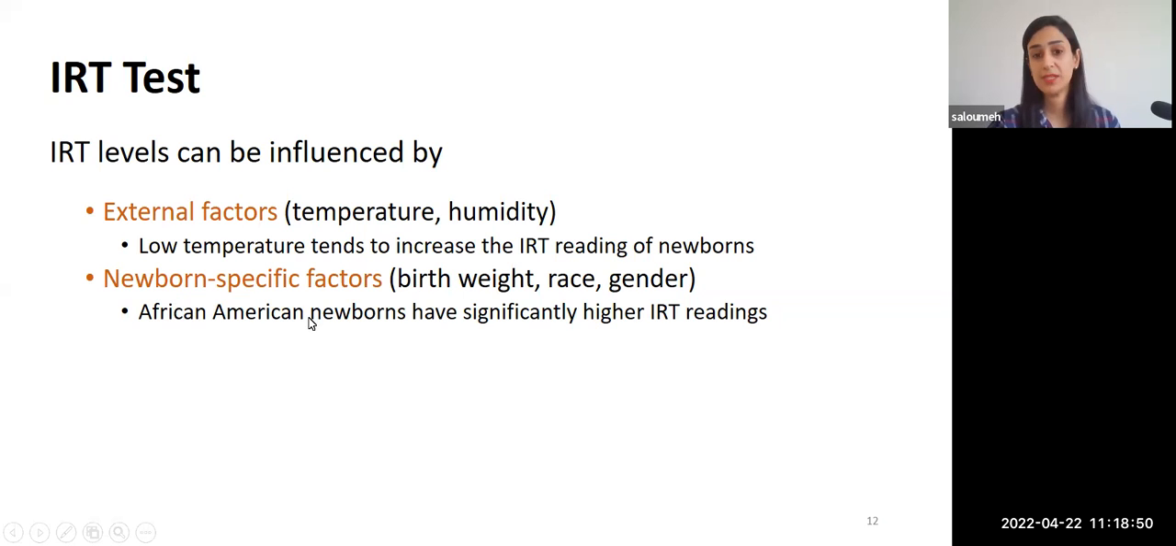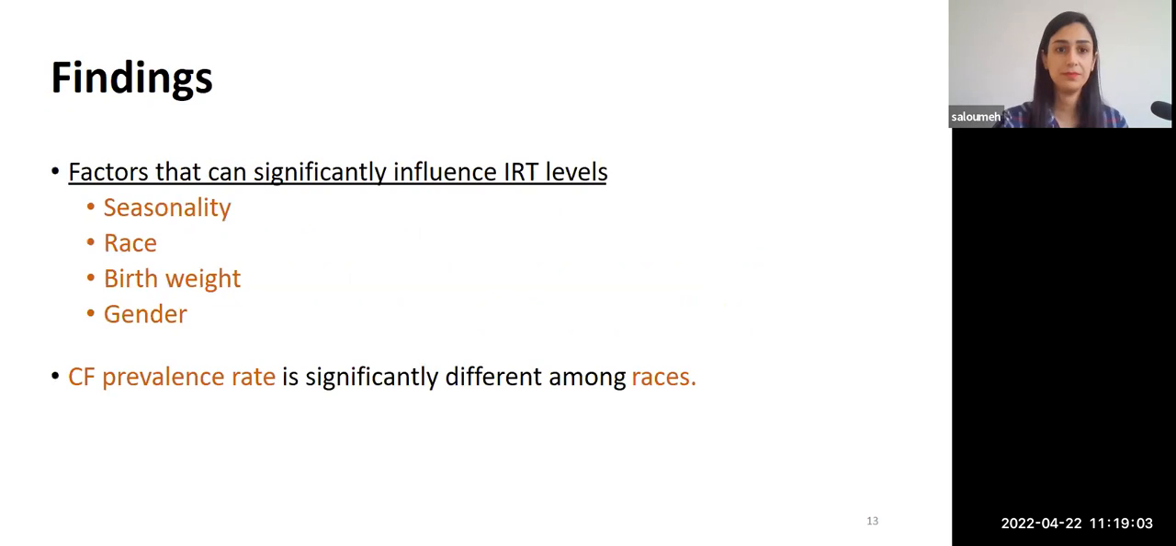And there are also some newborn-specific factors such as birth weight, race, or gender that can affect the IRT value of newborns. For example, African American newborns have significantly higher IRT readings than other races. To summarize our findings, these findings are from the 5-year data sets that we received from the North Carolina State Laboratory of Public Health. We listed all the important factors that can influence the IRT level. These factors are seasonality, as I mentioned before, during winter months the IRT value is higher than summer months, race of the newborn, birth weight of the newborn, and gender. We also observed that CF prevalence rate is significantly different among different races. All of these factors need to be taken into account in our screening policy, which is not the case in the current screening policies.